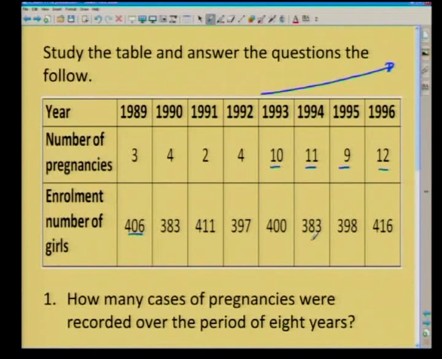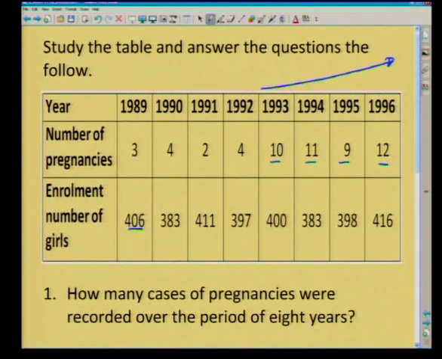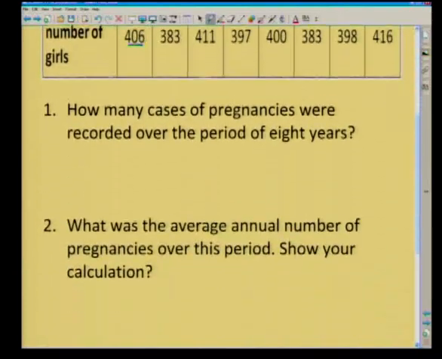All right, so first question. How many cases of pregnancy were recorded over the period of 8 years? It's a simple addition. So add all of these up, and if you add them up, it's 7, 9, that's 13, 23, 33, 34, 44, 51. So you've got about 51 pregnancies, but just add them up. I've just gone very quickly. So you would have the number of cases of pregnancy, you're simply adding.